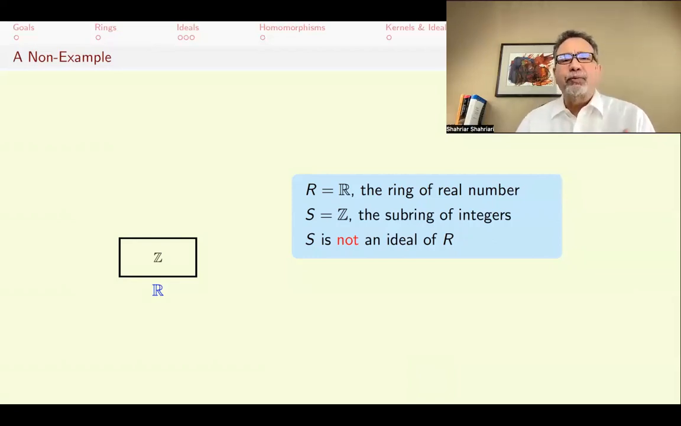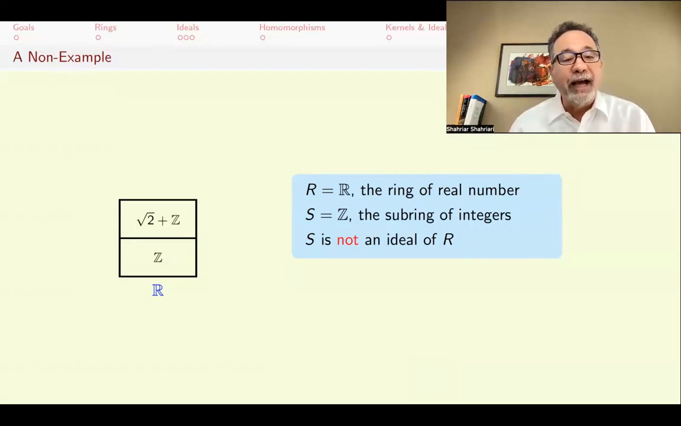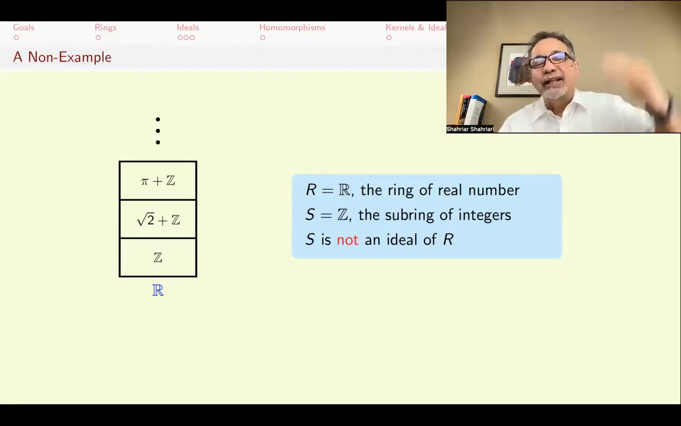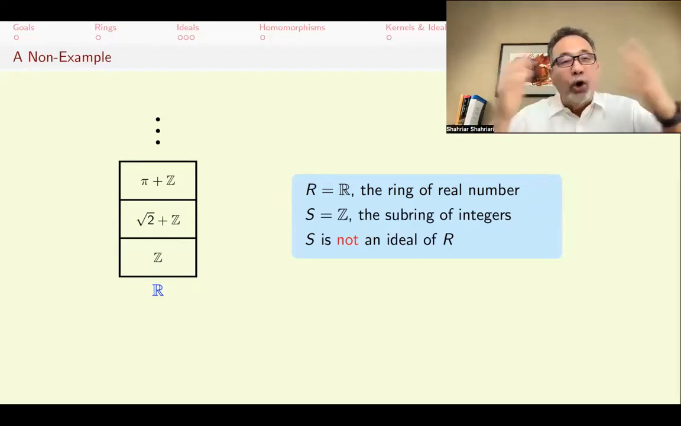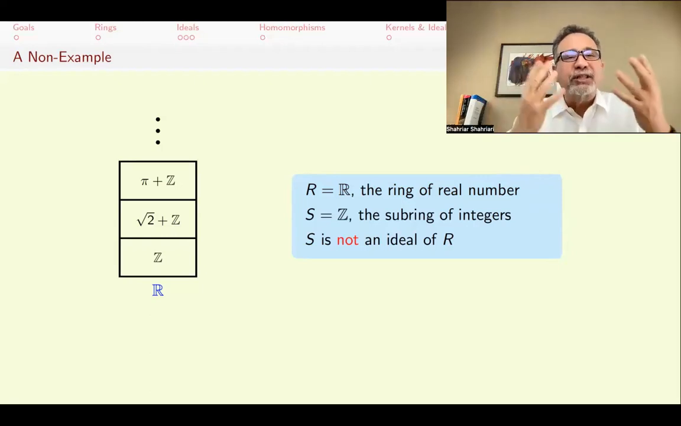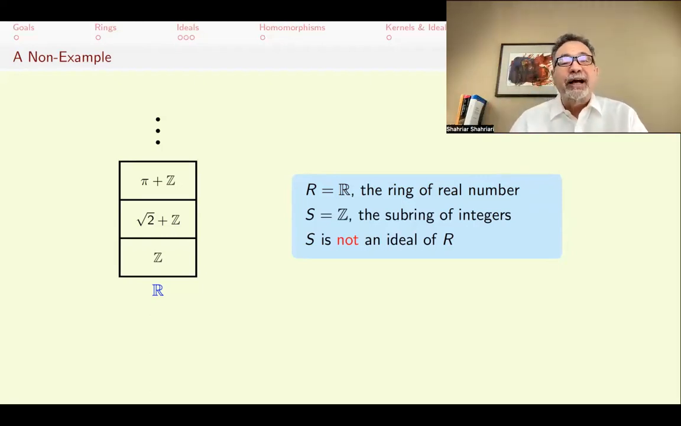But what if we try to do the box thing and partition the real numbers in the same way? We could say, okay, I've got the integers. Take something that's not in the integers, maybe square root of 2, and add it to the integers. You get a whole bunch of real numbers that way. Maybe add pi to them, you get another set of them, and just continue that. You're not going to be able to list them because it's not a countable set, but you can imagine that you have boxes like this, and all real numbers are going to be in one of these boxes. So this does give us a partition of the real numbers.